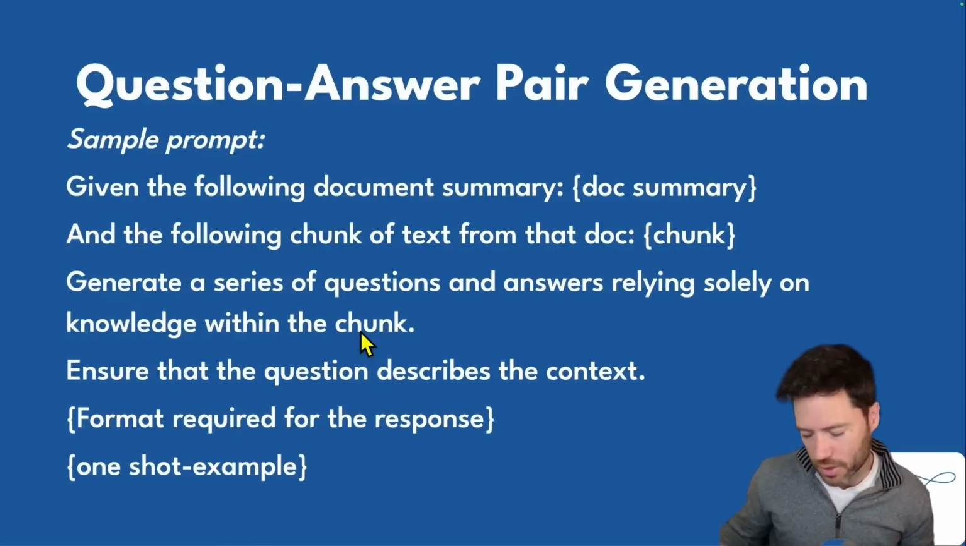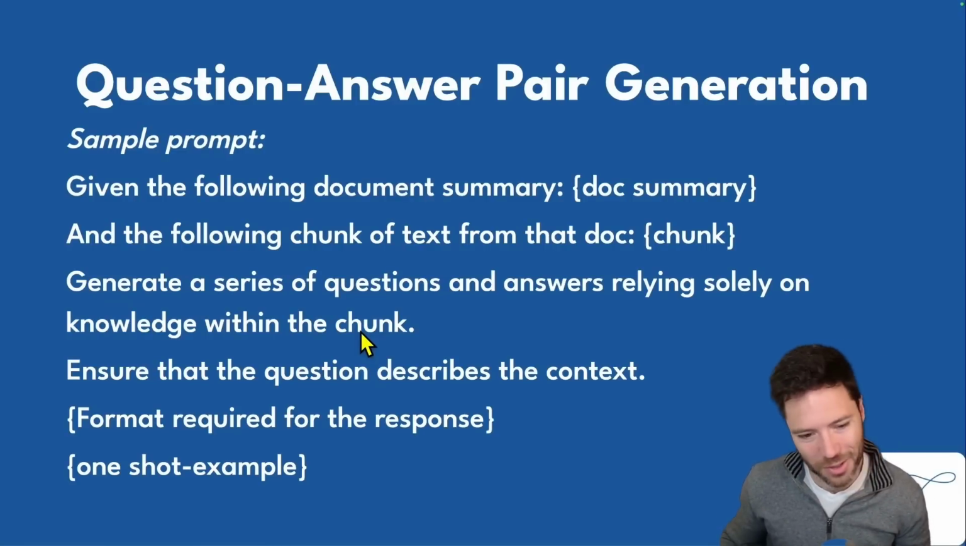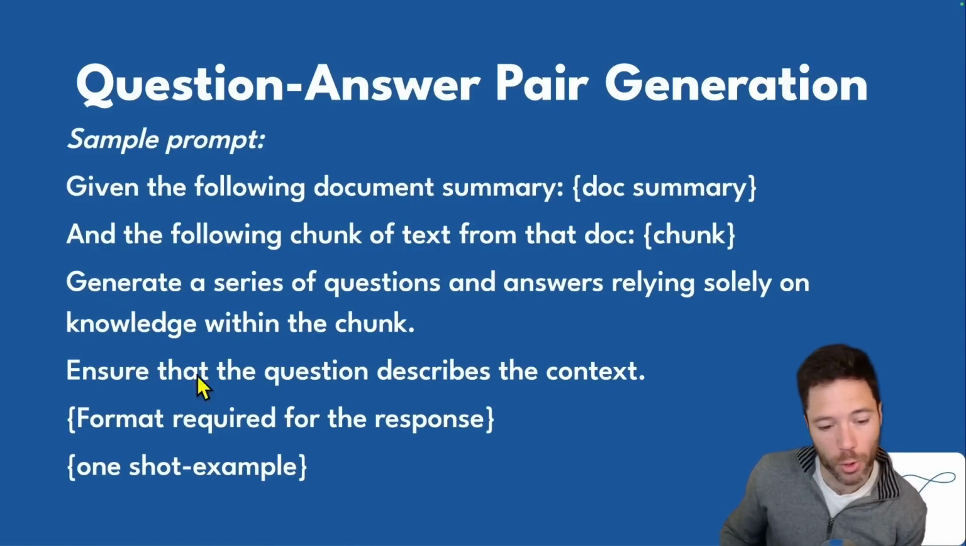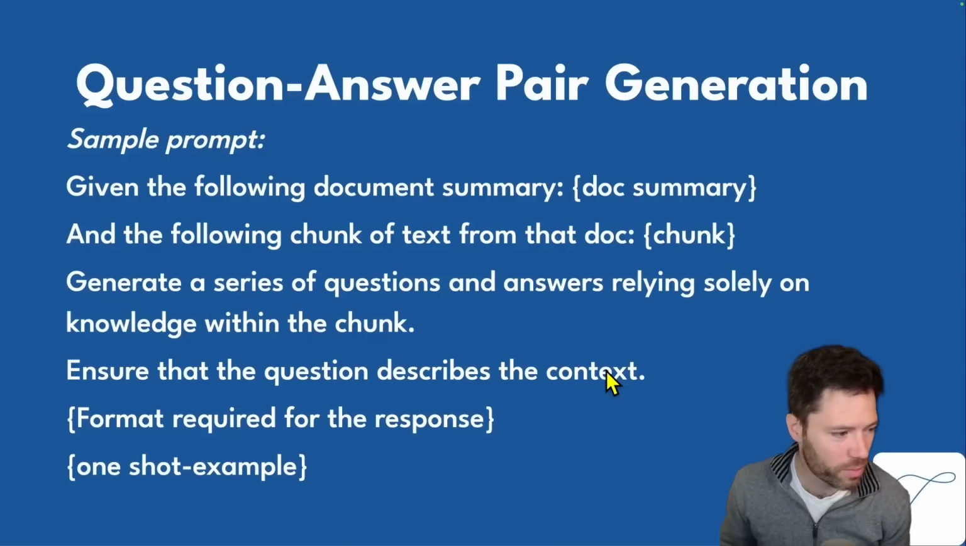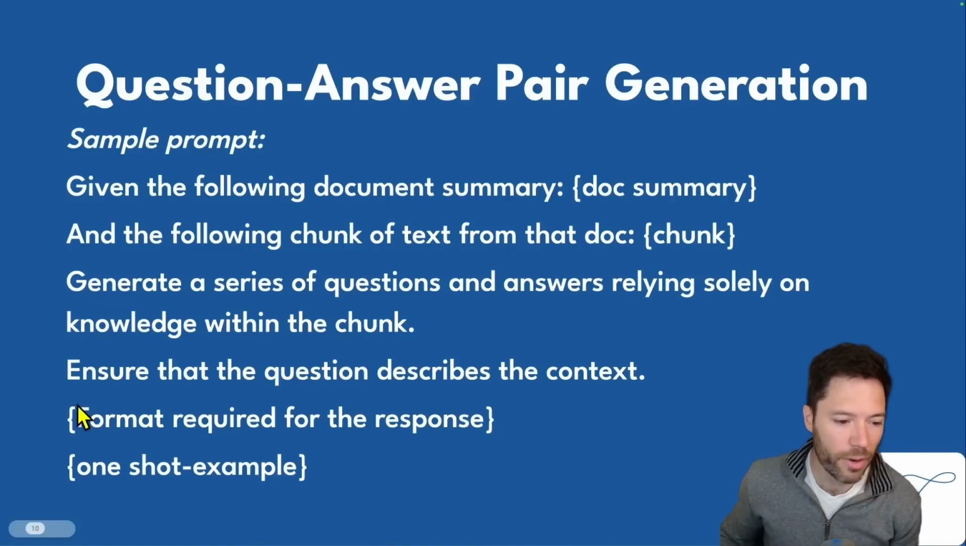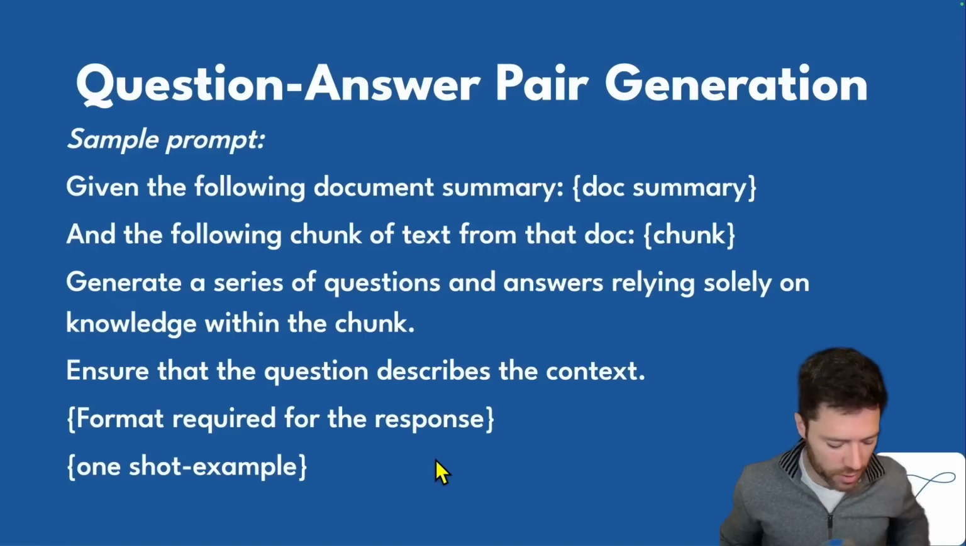We don't want the questions and answers to refer to other knowledge, otherwise it's not going to be well grounded and could hallucinate. Now ensure that the question describes the context. This is also very important, because if the question does not give the context, which is touch rugby in this case, then it may be difficult to know what the answer should be for the length of the field or the shape of the ball. Then I recommend giving the format required for response and giving a one-shot example.